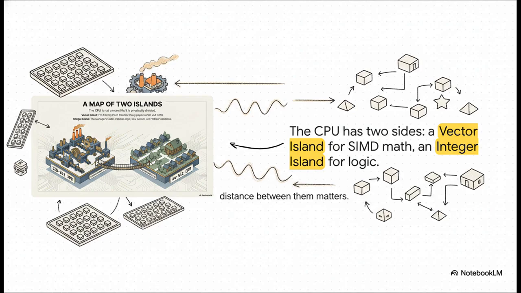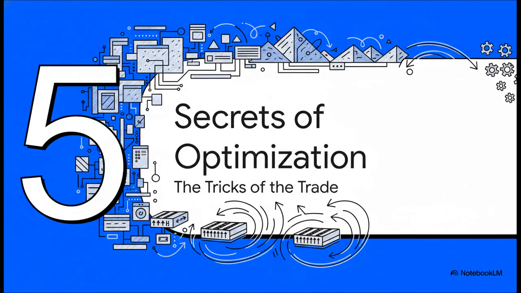The CPU isn't just one big uniform block. It's physically divided. You've got the vector island. Think of that as the factory floor, where all the heavy-duty SIMD math is happening, on those big cafeteria trays. And then you have the integer island. That's more like the manager's cabin, where all the logic and the if-else decisions are handled by smaller, general-purpose registers. And believe me, the physical distance between those two islands really matters. Because once you understand this geography, you can finally understand the really clever, advanced tricks that engineers use to push performance to its absolute limit. These are the real secrets of optimization.